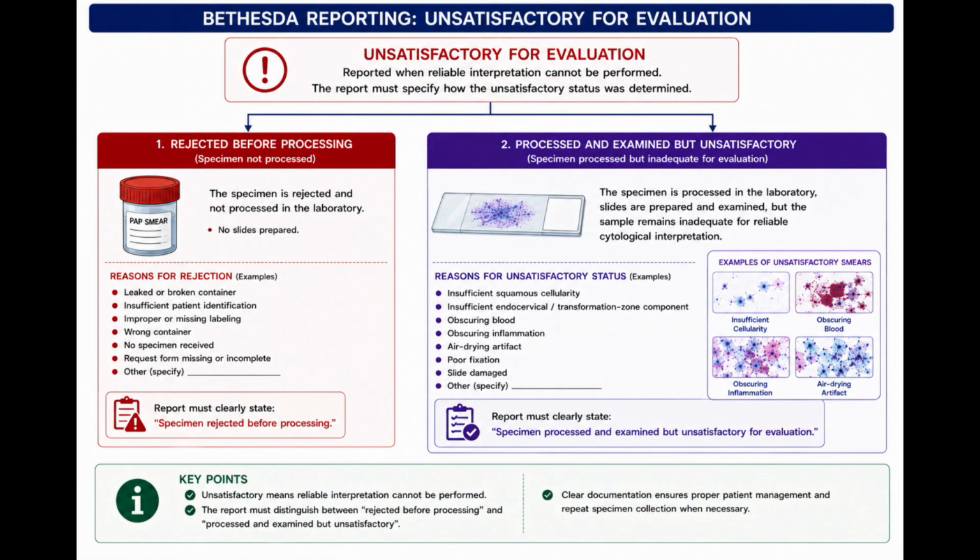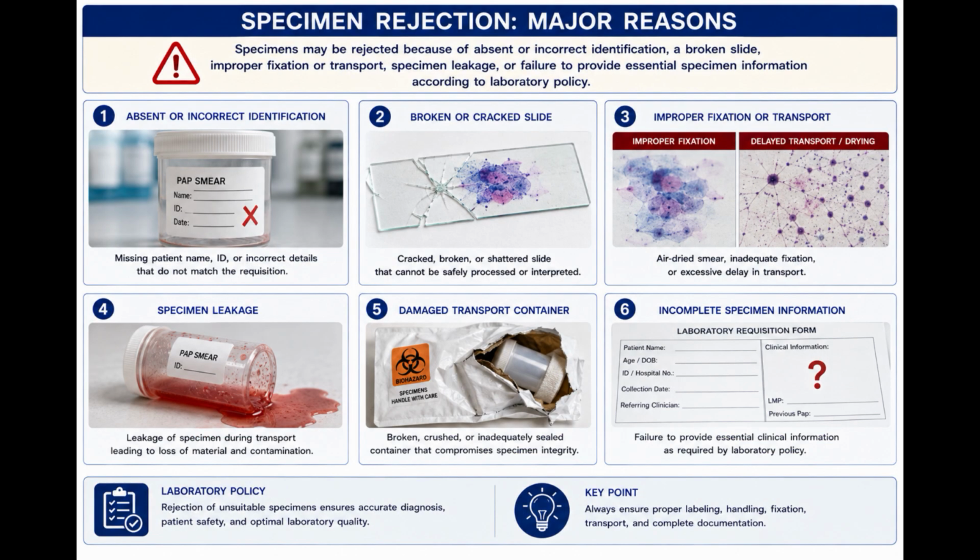Unsatisfactory specimens and important adequacy pitfalls. A specimen is reported as unsatisfactory for evaluation when reliable interpretation cannot be performed. The report must specify whether the specimen was rejected without processing or was processed and examined but remained unsatisfactory. Specimens may be rejected because of absent or incorrect identification, a broken slide, improper fixation or transport, specimen leakage, or failure to provide essential specimen information according to laboratory policy.